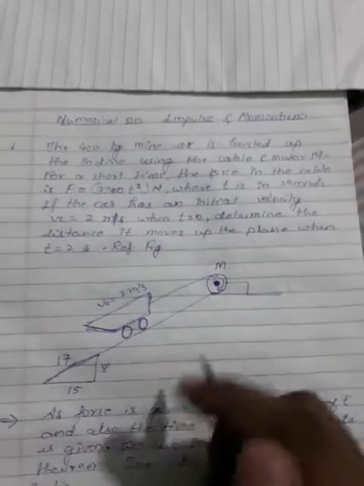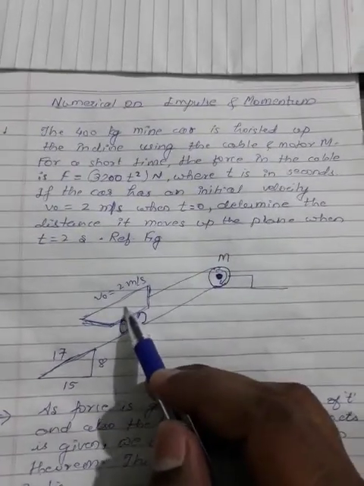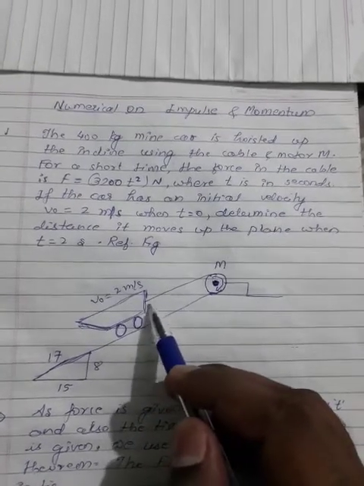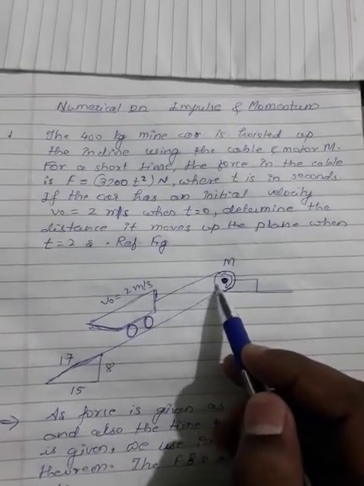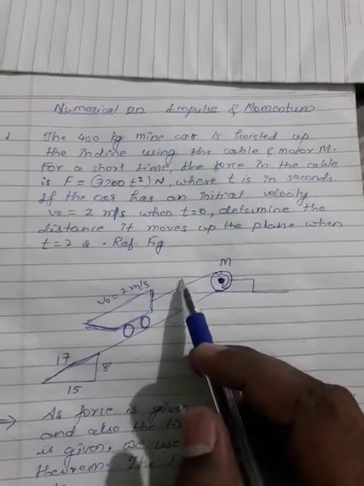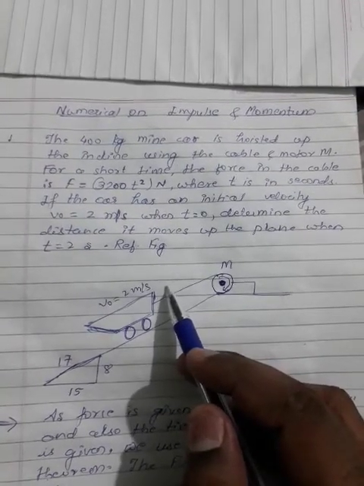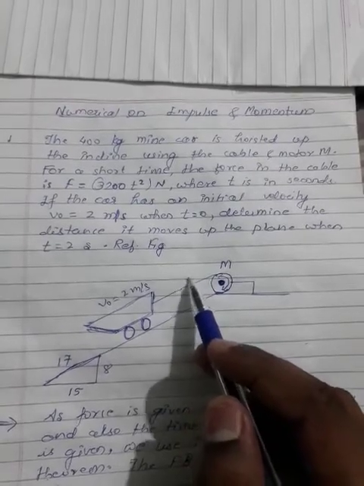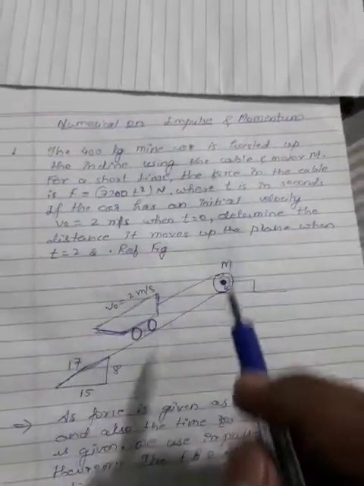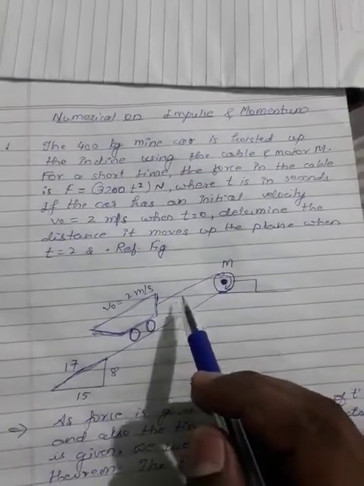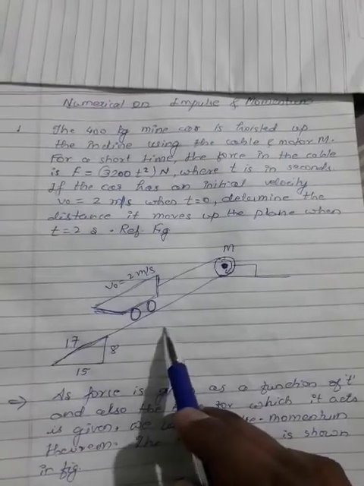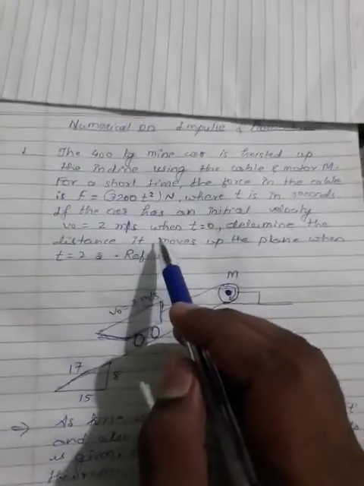So you are given a 40 kg mine car which has an initial velocity of 2 meter per second, as it is to be hoisted up the plane by the motor with the help of the cable. For the short time interval, the force in the cable is 3200 t square. I am going to solve this problem by the impulse momentum theorem.